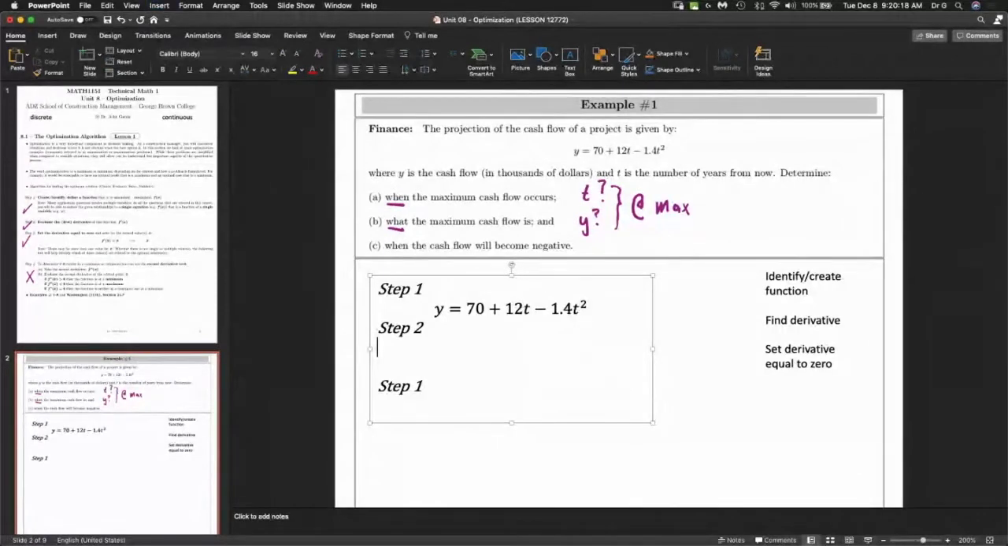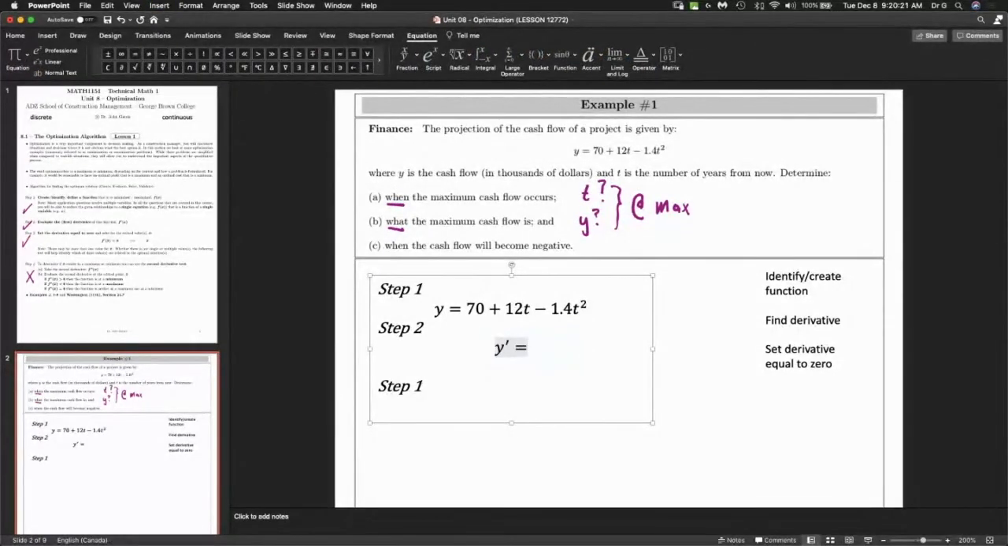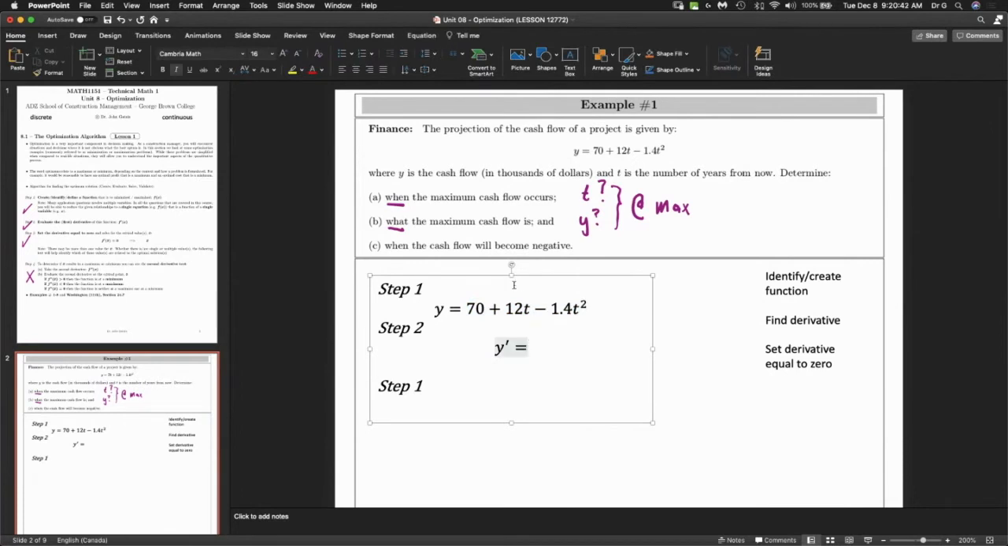So let's evaluate that derivative. What's y prime? What's the derivative of 70? Someone in the chat, let me know the derivative of this. That's correct, Praviti. I'm going to go through it for those that are not sure. The derivative of 70 is 0. It's constant. The derivative of 12t is 12 because it's linear. And for this one here, you bring the 2 down, but there's already a 1.4, so you multiply 1.4 times 2, and you get 2.8. And you put t to the 1, but I'm not going to write the 1 there, so I'm just going to write t. Congratulations, that's step 2.